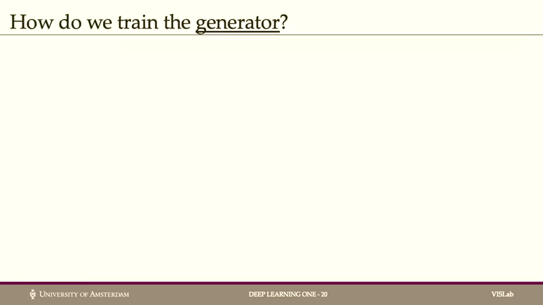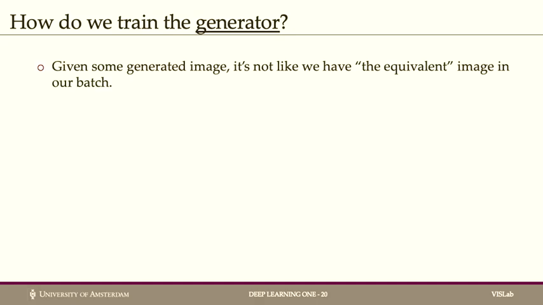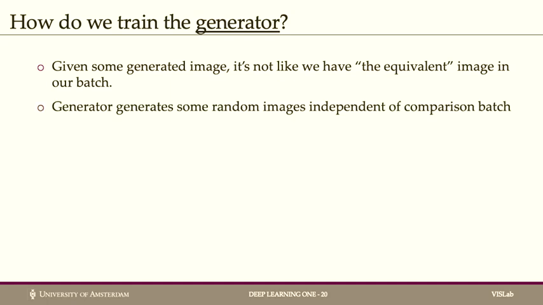All right, so now let's look at how we train the generator. Similar to the point you just mentioned, we don't have the equivalent image in our batch, right? It's not like we generate something that looks like a deer, and then we can compare it to an image of a deer. They're completely independent. They're simply generated from some random noise. So it's a bit strange that we would be able to give that simply to the discriminator and train it. So the question is, how can we get meaningful gradients from that?